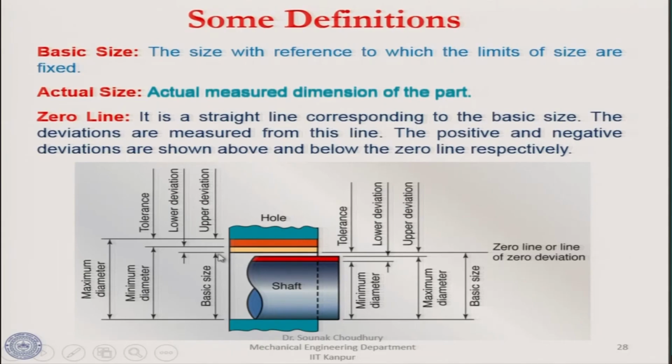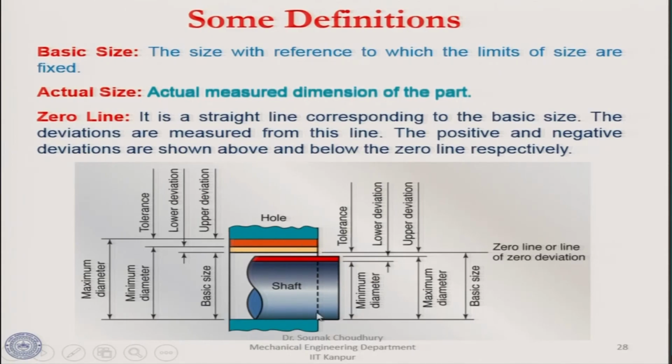The basic size, I already told you, is this. Now, the minimum diameter is here and let us say the maximum diameter is here. So, the tolerance will be from here to this, and this is for the shaft. And this will be from here to here, this is the tolerance for the hole.